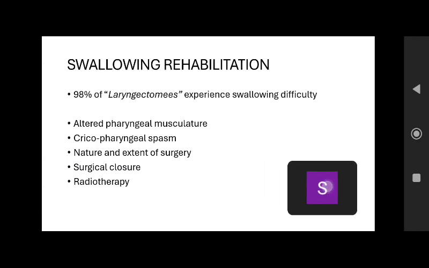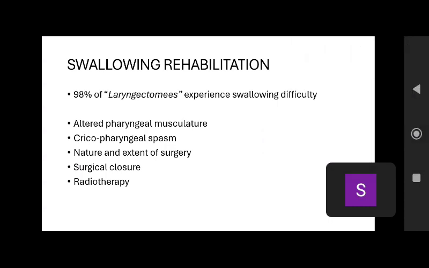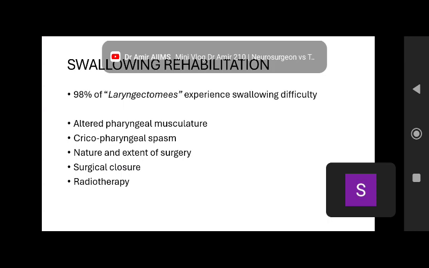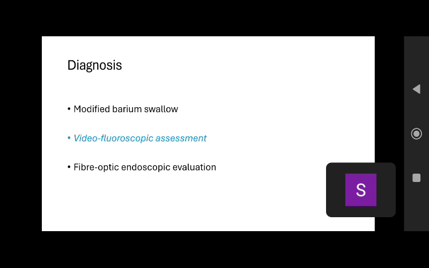The other thing is swallowing rehab, which these patients require. It is said that even 98% of the patients experience swallowing difficulty. The reasons can be the altered pharyngeal musculature, an associated cricopharyngeal spasm, the nature and extent of surgery, surgical closure, and radiotherapy. So when you are closing the pharynx, the unstretched mucosa should be a minimum of 3 centimeters for a primary closure. If you close too tight, then the patient will have dysphagia and swallowing problems. So how will you diagnose it?